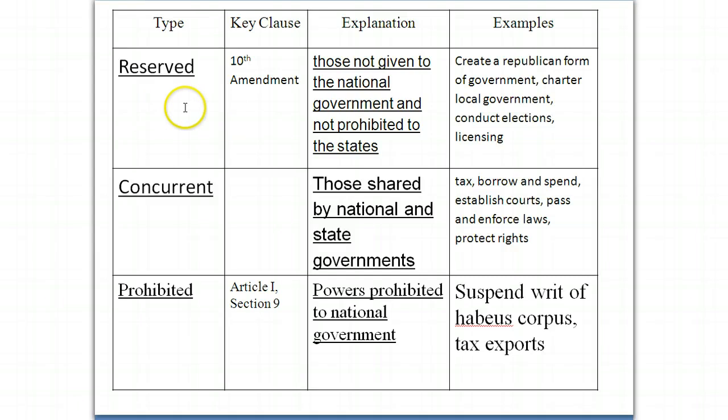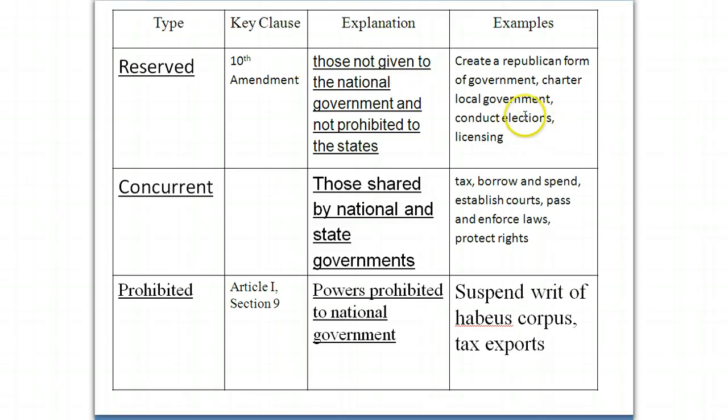The first is reserved powers. Reserved powers are those not given to the national government and not prohibited to the states. The 10th Amendment says that any power not given to the national government is reserved to the states. So that's how we get the fact that we have state governments that can do things that the national government doesn't do.